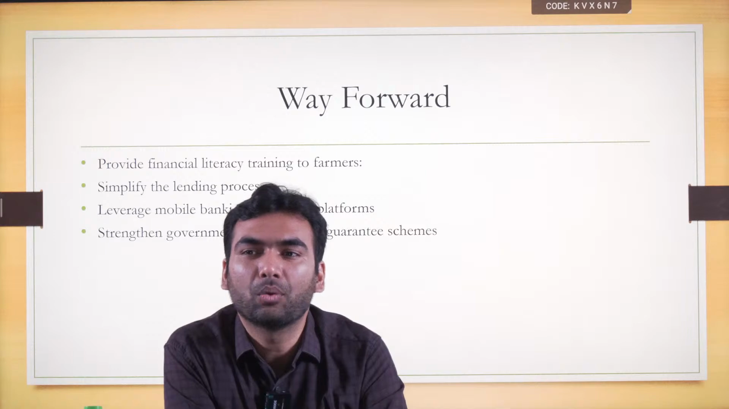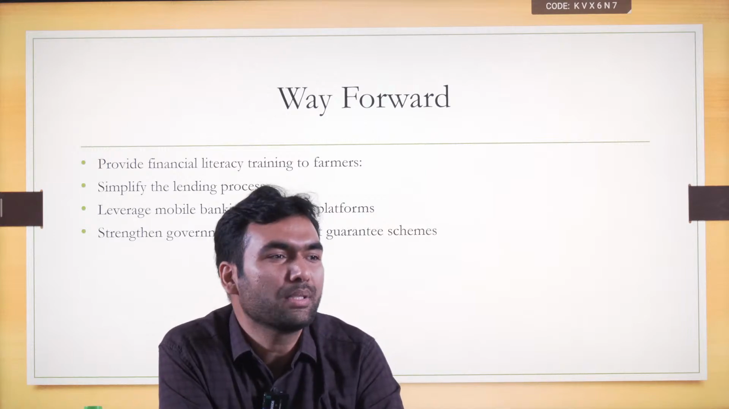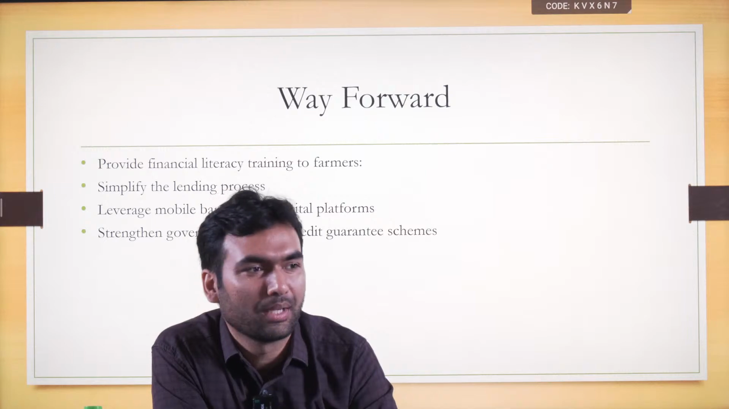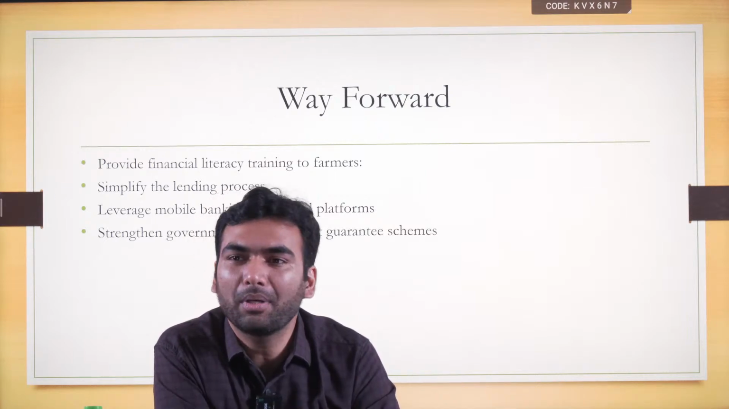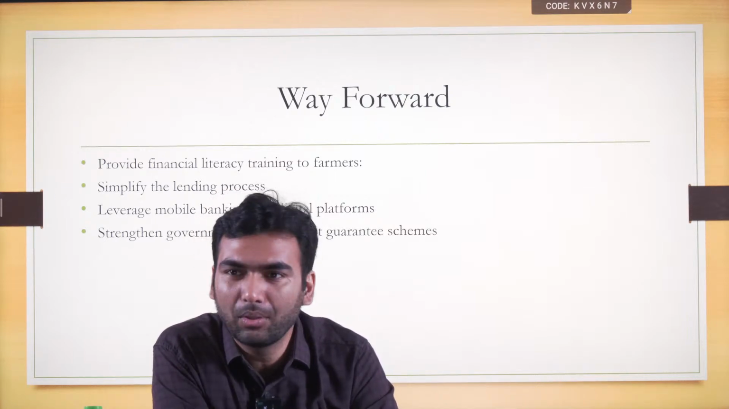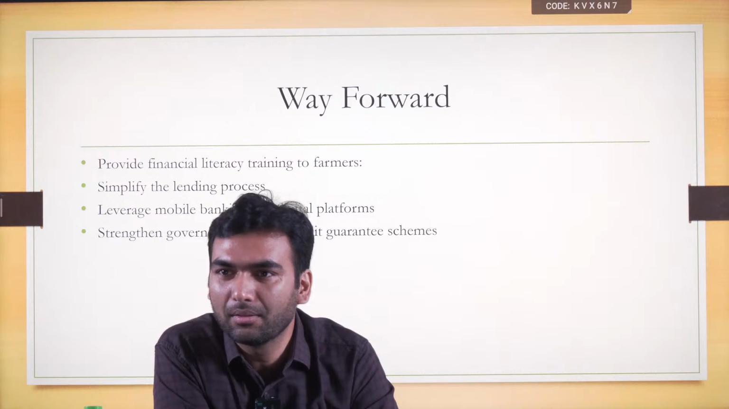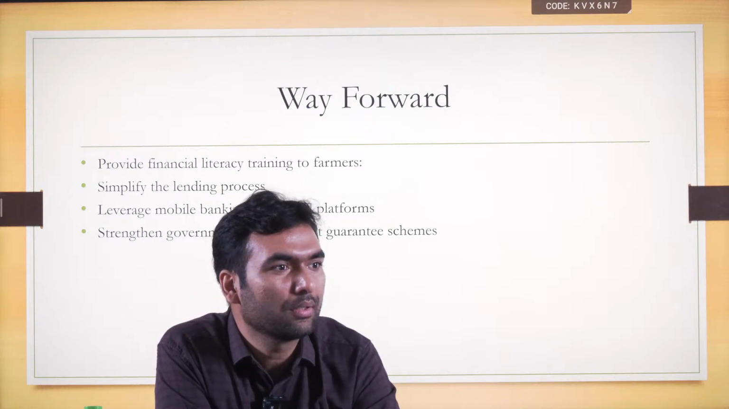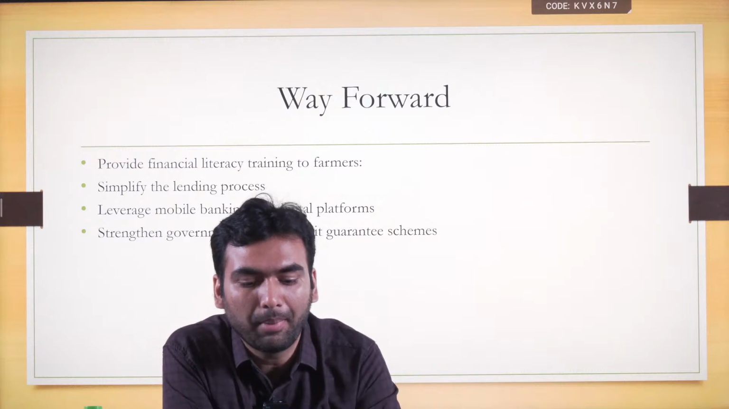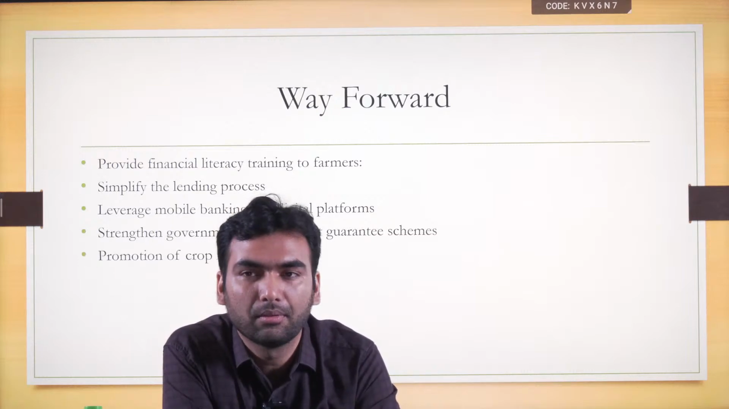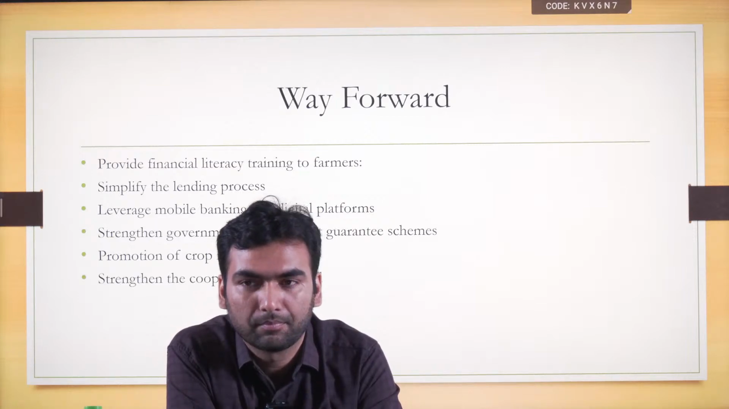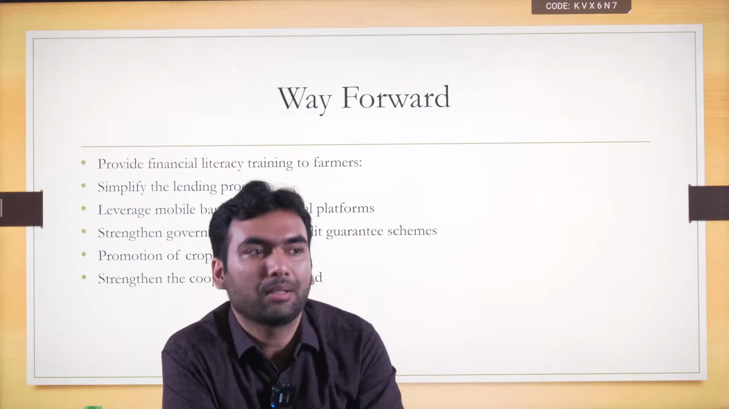Then there is one more thing that you can say, that there is always this problem of collateral when we talk of lending. So if government could provide, for example, in education sector, government provides collateral free loan, government gives guarantee for education loan. The same can be done in agriculture sector also. Government backed credit guarantee scheme could be there. We should promote crop insurance. The cooperative banks network need to be strengthened.